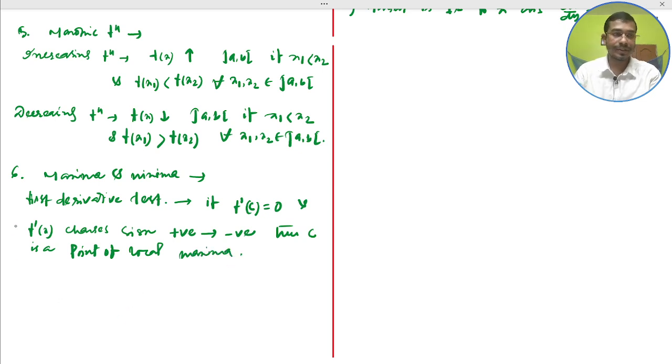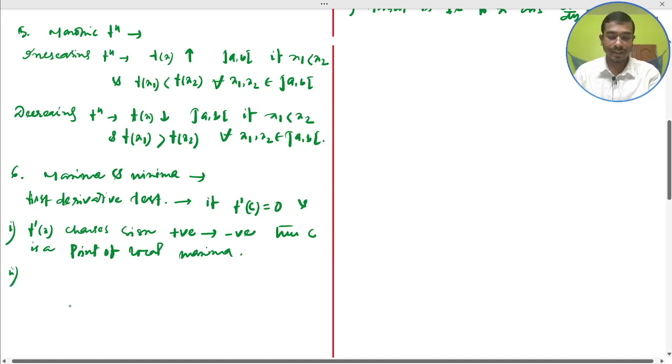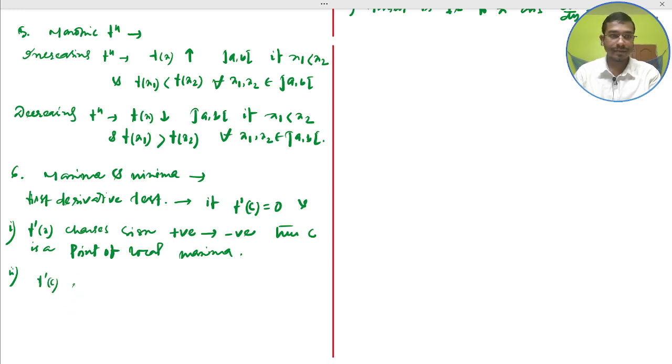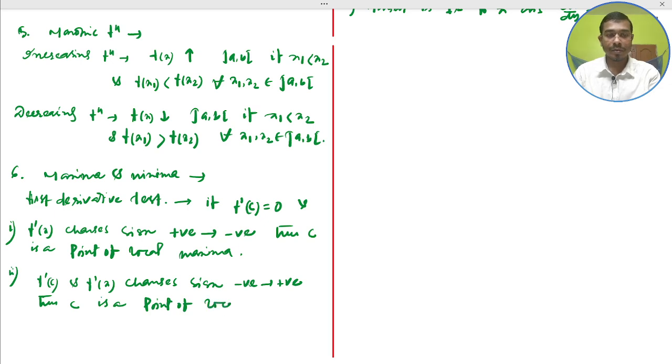And the second: if f dash c is 0 and f dash x changes sign from negative to positive, then the point c is a point of local minima. So these are the two conditions of maxima and minima.